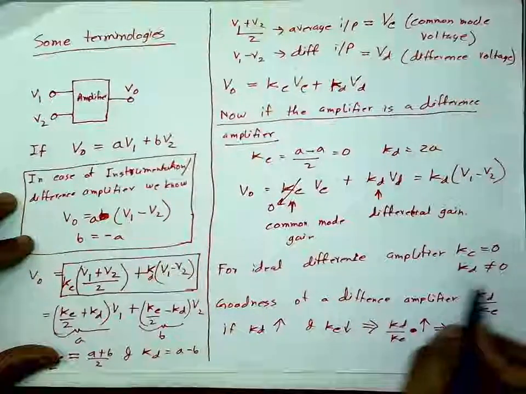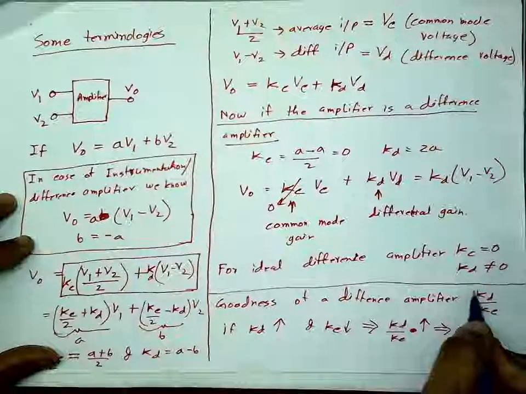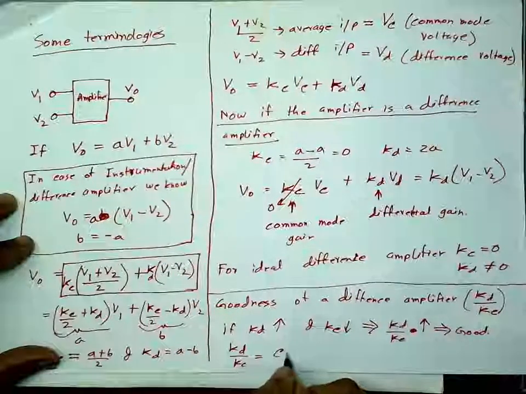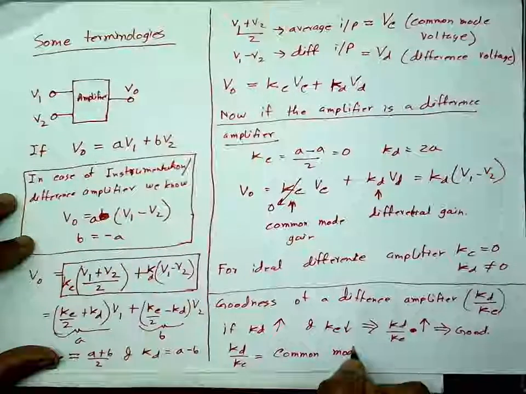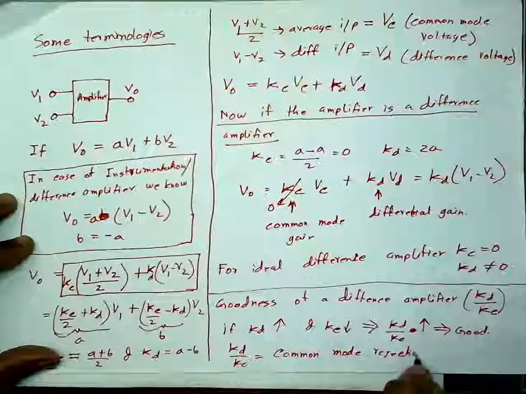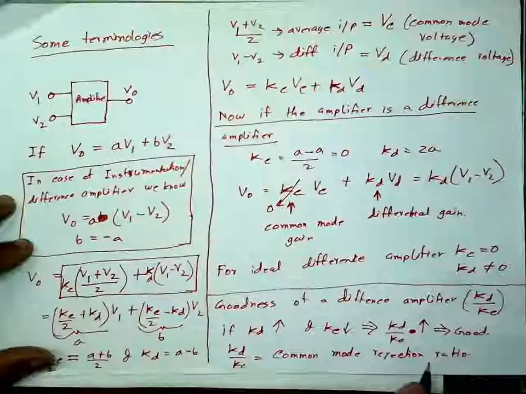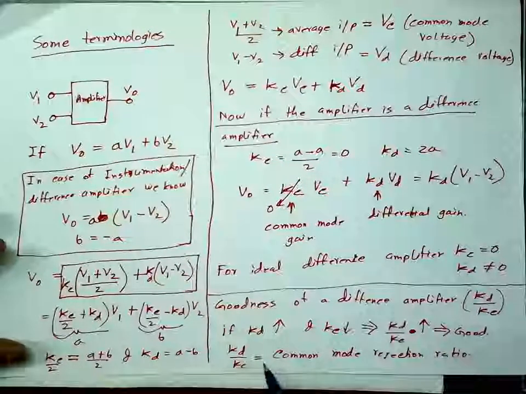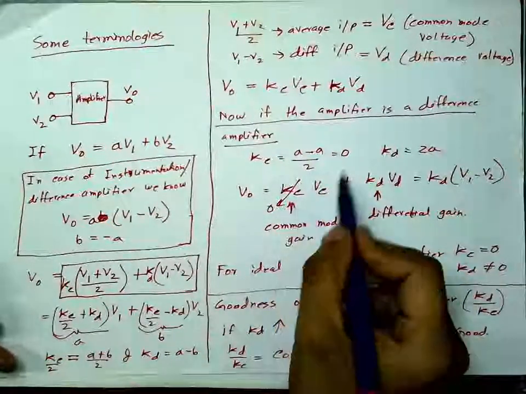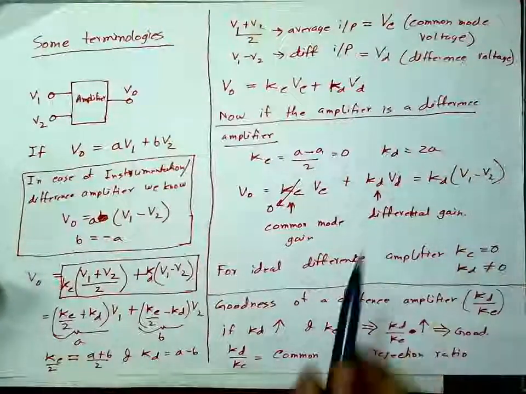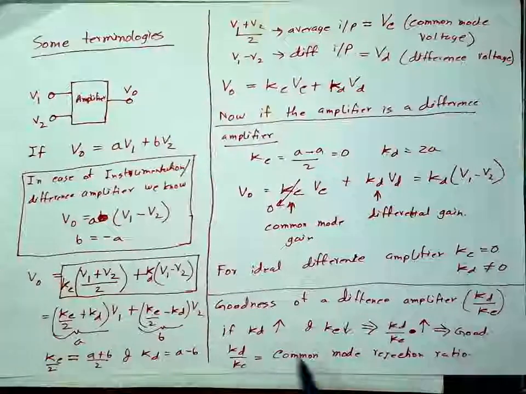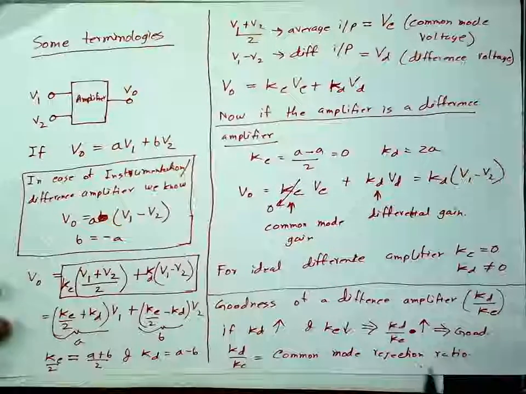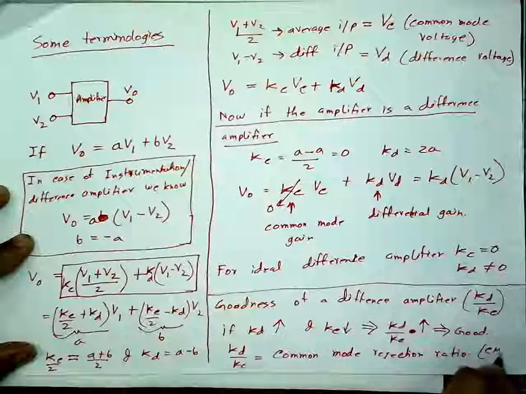And this we will give a name. This factor Kd by Kc is called the common mode rejection ratio. As if this amplifier, a good difference amplifier, is supposed to reject the common mode voltage, the average voltage, and only bother about the differential voltage. So how much it is rejecting the common mode voltage is found from this ratio of Kd and Kc. This is called common mode rejection ratio or CMRR.